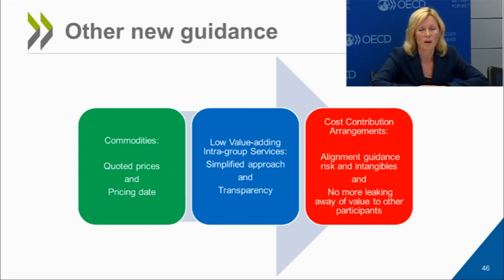these activities. And then new in this approach, new in the guidance, cost contribution arrangements, and this aligns the guidance of CCAs with the guidance on risk and intangibles. And therefore it is significantly changed. And it will lead to no more leaking away of value to other participants, because the contributions that are on the pre-existing value need to be valued at value. So all pre-existing contributions need to be valued at market value, and the current contribution can be done at cost, but then you need to take account of the opportunity cost also. So leaking through CCAs is no longer possible also.